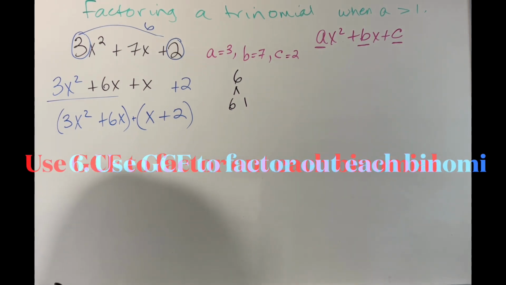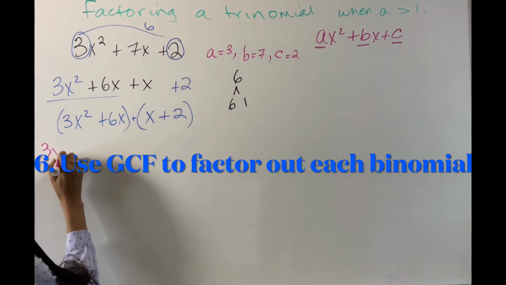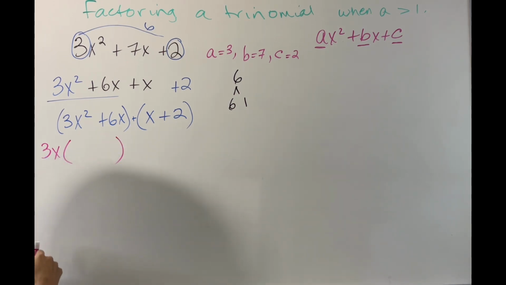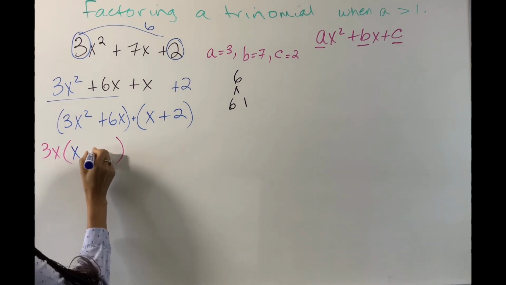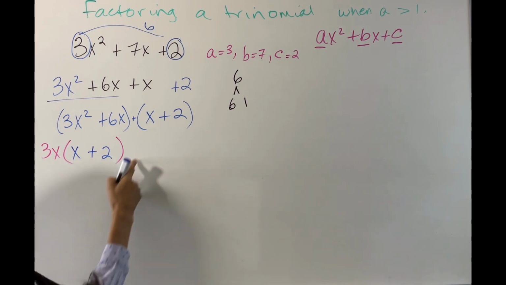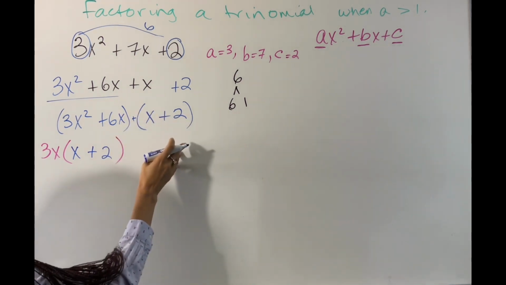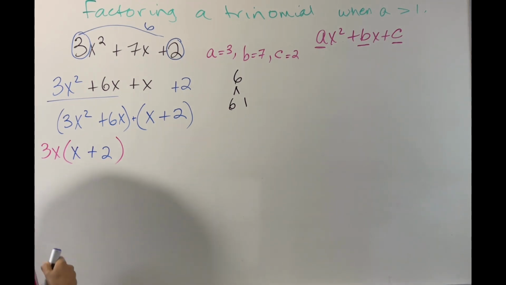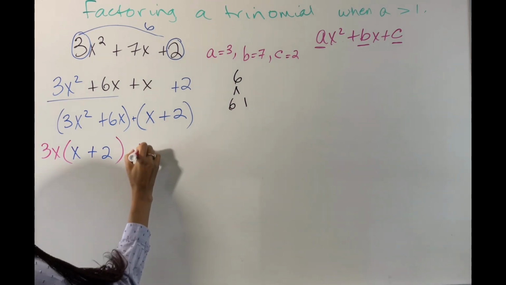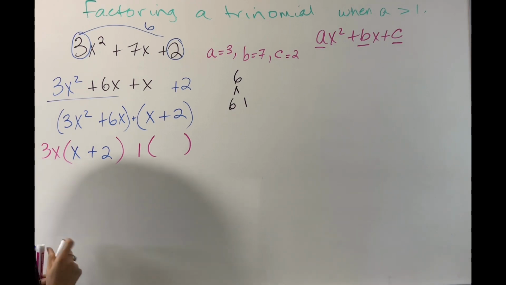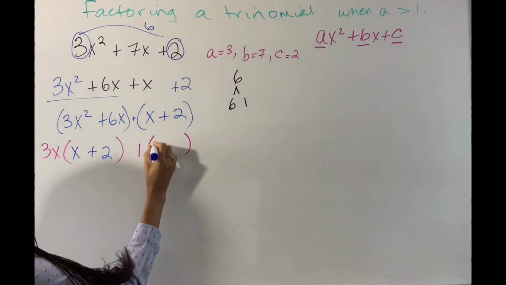So we are going to take out our 3x here. So we're taking out 3x for the first one, and we notice when we take out our 3x there, we're going to be left with x plus 2. And for the second one, obviously you don't see any GCF there, but what we are going to do, we are going to keep this, but we're going to put a 1 here. So we have a 1 here, and I'm going to keep my x plus 2 inside of that.